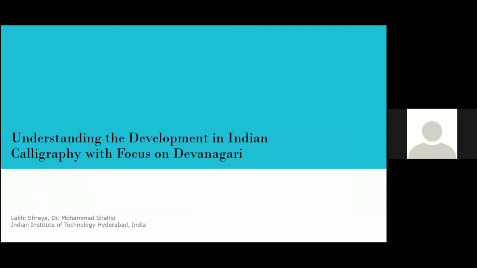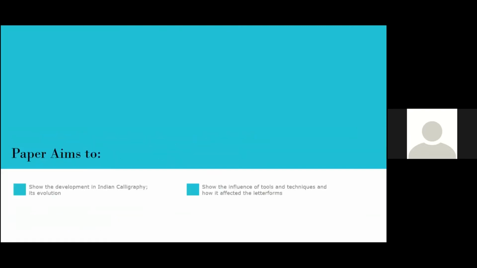So, as ma'am already stated, the title of my paper is Understanding the Development in Indian Calligraphy with focus on Devanagari. This paper aims to show the development in Indian calligraphy with focus on Devanagari script, how it evolved over a period of time, as it will help the budding calligraphers get an idea about writing techniques and practices to open up hope of motivating them to work in a direction to spread and preserve this beautiful and unique art.